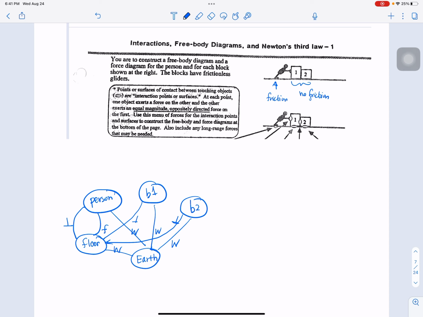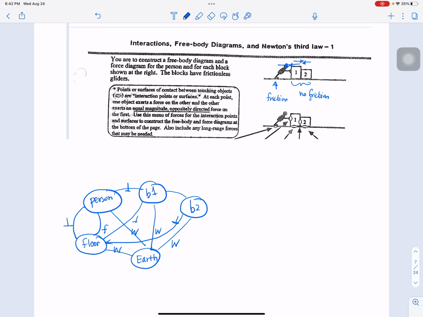Now, there's something else happening. We know that the person is touching block 1, and block 1 is touching block 2. Well, those are also perpendicular forces. They are just going sideways. Okay, so perpendicular force just means perpendicular to the contact. So the person is touching 1, but 1 is touching the person. And we also know that 1 is touching 2 and 2 is touching 1. Those are what we call the perpendicular force. I'm actually going to explain it in more detail next week. So these are all of the interactions between the blocks, the person, and the floor.